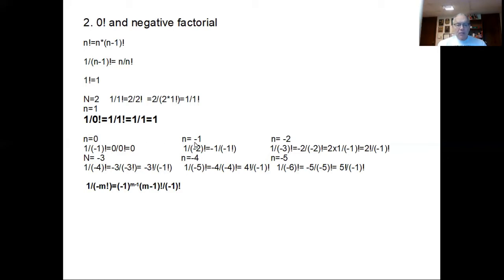And I keep doing this with different numbers, negative 1, negative 2, and I begin to see a pattern. And that pattern can be represented by this formula: 1 over negative m factorial is equal to minus 1 raised to the m minus 1 power, we can see they alternated when we were looking at them before, times m minus 1 factorial divided by minus 1 factorial. Okay, so if we ignore the fact that minus 1 factorial is 0, we have a formula here that we can use later on to determine some interactions with negative factorials.